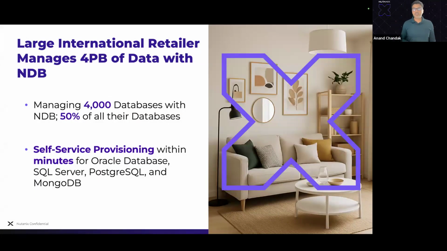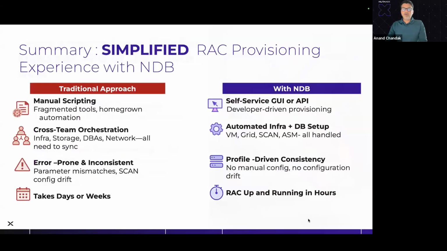Now here's a real, very quick example. I want to demonstrate the real-world impact. We have a very large international retailer managing over 4,000 databases with NDB. That's about 50% of their fleet, right? They've achieved self-service provisioning in very quick time with Oracle Database, SQL Server, PostgreSQL, and MongoDB. This represents a complete transformation from their week-long provisioning cycle to on-demand database delivery, right? Now, before we open it up for Q&A.